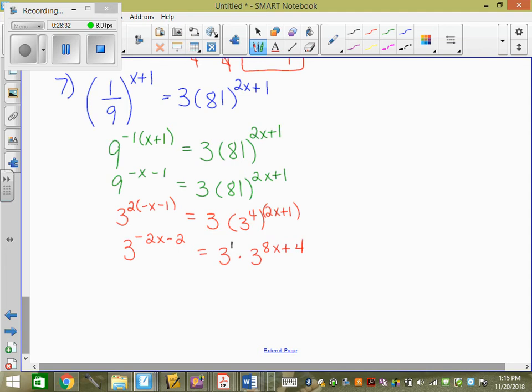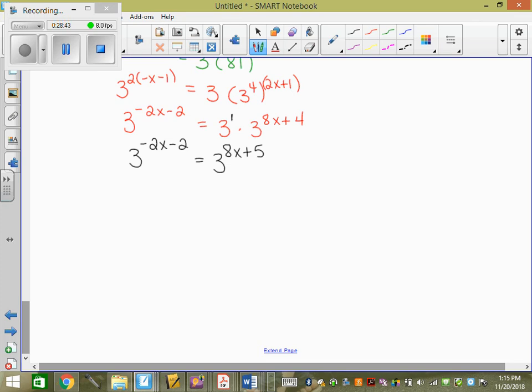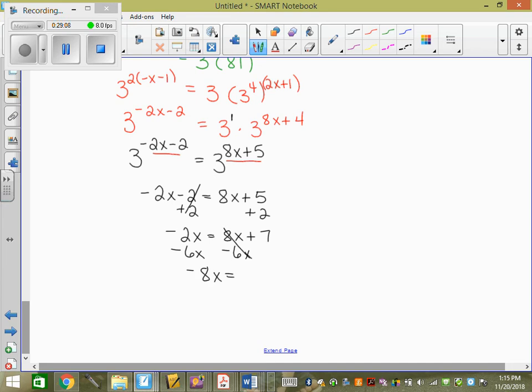Okay? So we're going to get 3 to the negative 2x minus 2 equals 3 to the 8x plus 5, not 4, right? Now, we can say that this equals this. Negative 2x minus 2 equals 8x plus 5. Add 2. Negative 2x equals 8x plus 7. Subtract 6x. Negative 8x equals 7.